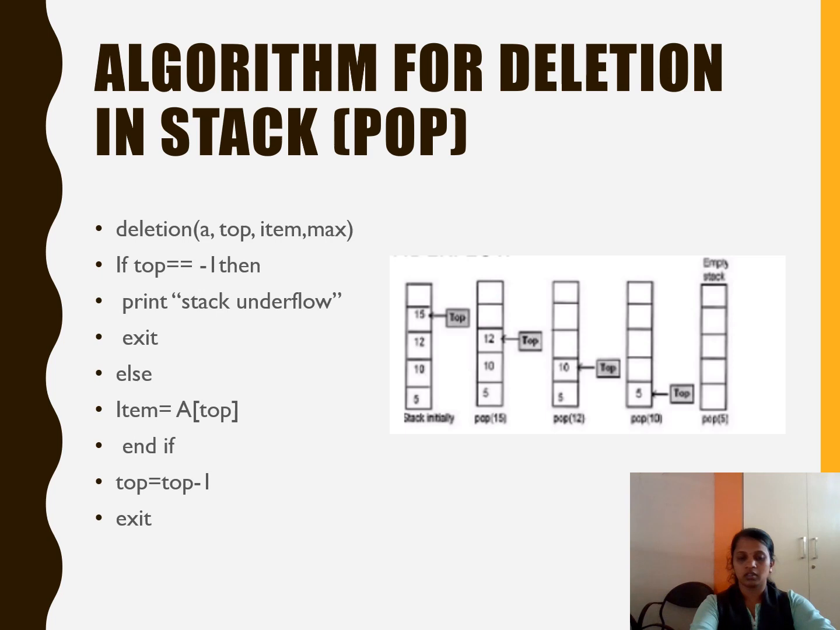We also have an operation called pop, which deletes an element from the array. Here, if top is equal to -1, then it shows that the stack is in underflow. That means the stack is empty. When we reach that condition, we cannot delete any element from the stack. If that is not the case, then we remove the element at the top location, place it inside a variable called item, and then decrement the top variable.